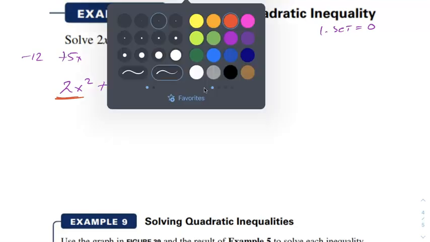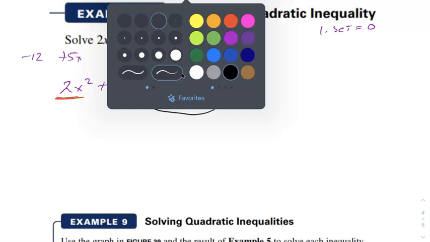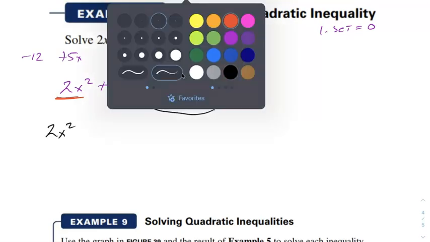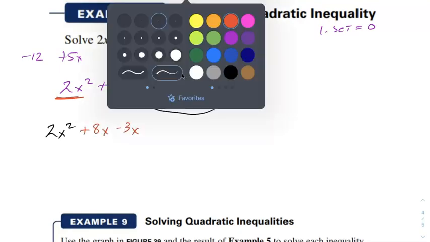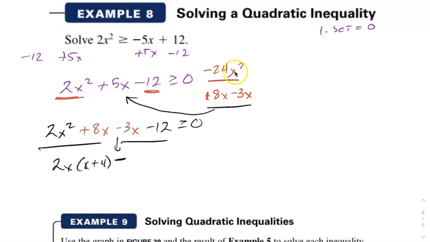Again, don't forget, you could also solve this by completing the square or quadratic formula if you want. I'm just doing it this way because I know how to solve it. So 2x squared, my middle now is plus 8x minus 3x, minus 12 is greater than or equal to 0. So I'm going to factor by grouping. So I get 2x times (x plus 4). Bring down the middle sign. These have a 3 in common, so factor out the 3.